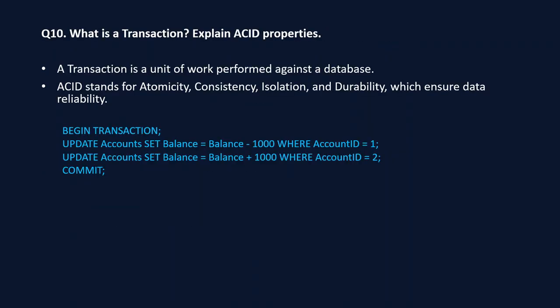Question number 10. What is a transaction and explain ACID properties? A transaction is a single unit of work. For example, BEGIN TRANSACTION, update account 1 to deduct 1000, update account 2 to add 1000, then COMMIT. This ensures that either both queries succeed or both fail. ACID stands for atomicity, consistency, isolation, and durability, the four key properties of a transaction.